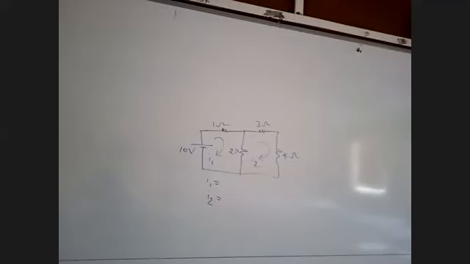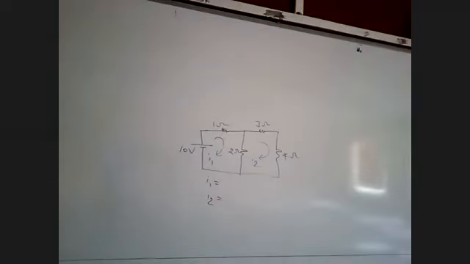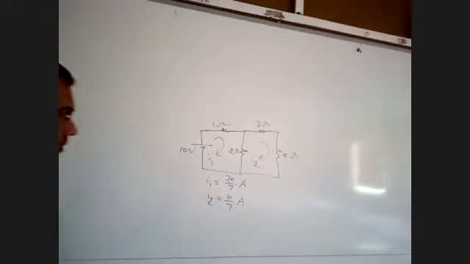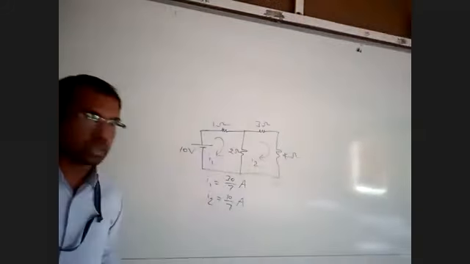Have you solved the problem for I1 and I2? Yes, sir. What is the value of I1? I1 is 30/7. I2? I2 is 10/7. Okay, so these are the values we got yesterday for the currents I1 and I2.